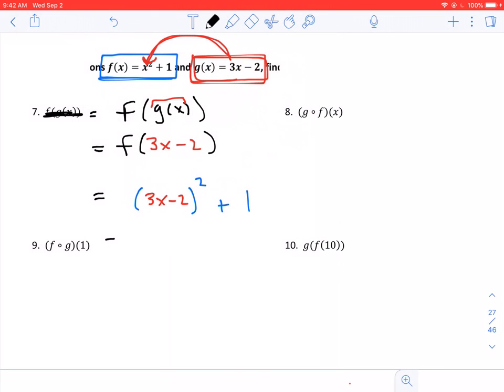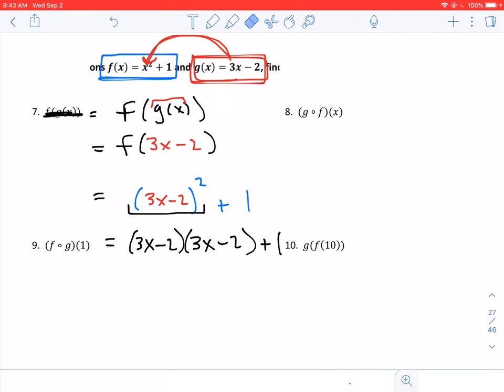So we want to be super careful here. 3x minus 2 squared. If we go really fast, we might think that this is like 9x squared plus 4 or something. But remember, to square something is to multiply it by itself. So 3x minus 2 squared is 3x minus 2 times 3x minus 2. It is multiplied by itself. And then, of course, we're not going to forget the plus 1.